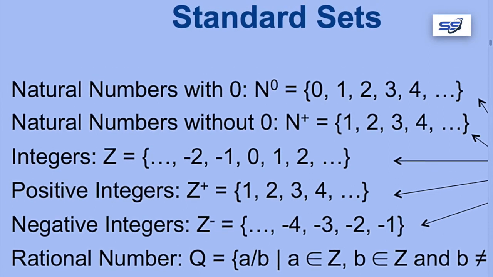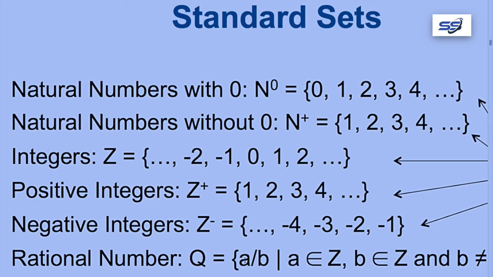Natural numbers with 0: N0 is equal to {0, 1, 2, 3, 4, ...}. Natural numbers without 0: N+ is equal to {1, 2, 3, 4, ...}. Integers: Z is equal to {..., -2, -1, 0, 1, 2, ...}. Positive integers, Z+ is equal to {1, 2, 3, 4, ...}. Negative integers: {..., -4, -3, -2, -1}.